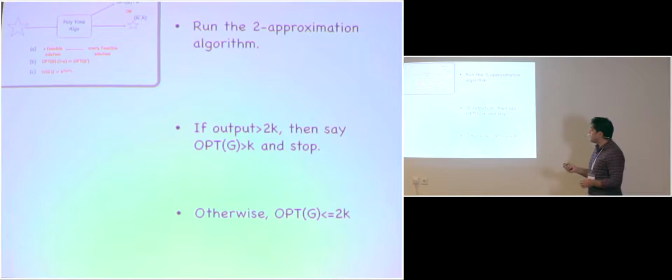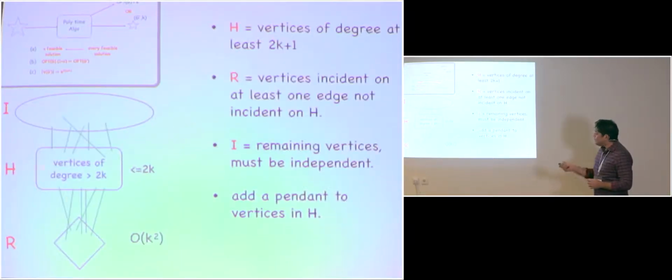Okay, so what are we going to begin with? We are going to begin by running the known 2 approximation algorithm. This is a polynomial time algorithm. And if the output is greater than 2k, then you know that the best connected vertex cover is already greater than k, and you're done. Otherwise, you know that the best vertex cover has size at most 2k. So now you go to this previous picture as before, except that now H is just vertices of degree greater than 2k.